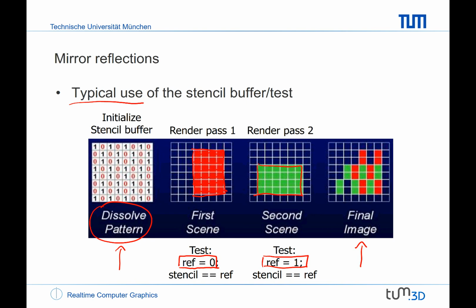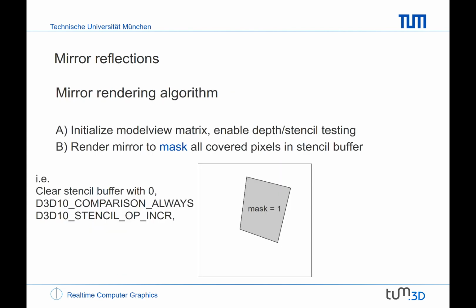Now the only thing we have to do in addition is make sure that we create a dissolve pattern that corresponds to the application we have in mind. Namely, we want to restrict drawing to only those fragments which belong to the mirror surface. Therefore, what we are going to do now is render that mirror surface, and wherever a fragment of that rendered mirror surface is created, we just let the stencil value increase.